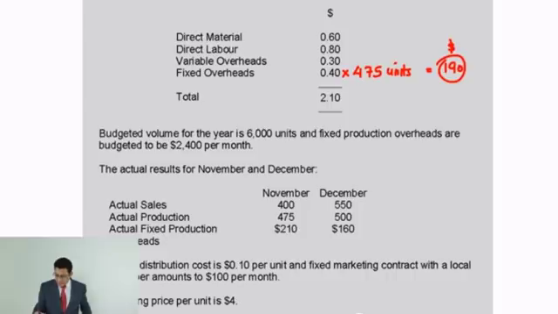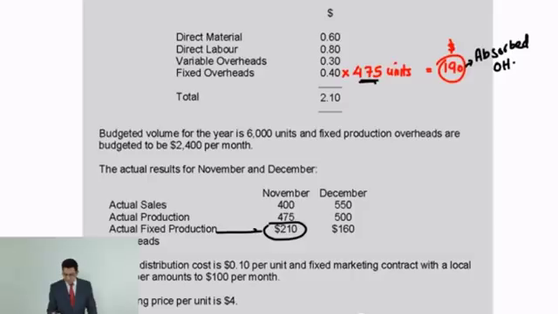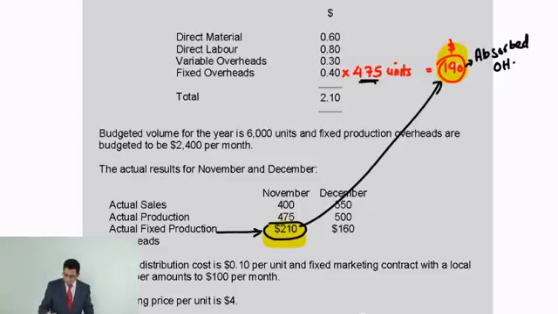And we call this fixed overhead absorbed fixed overheads: the overhead which was absorbed in making actual 475 units. Let me show you one more thing which is given here in the question. It is actual fixed production overhead for November. So in our production we included 190, but in reality we actually spent 210, and there is a difference of $20. This difference can be called overabsorbed or underabsorbed.